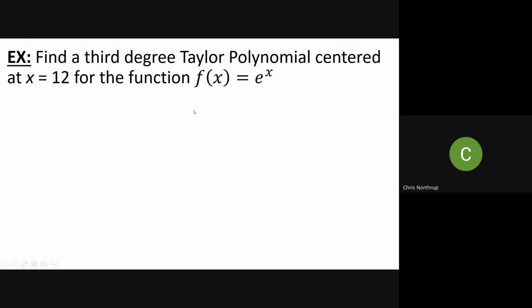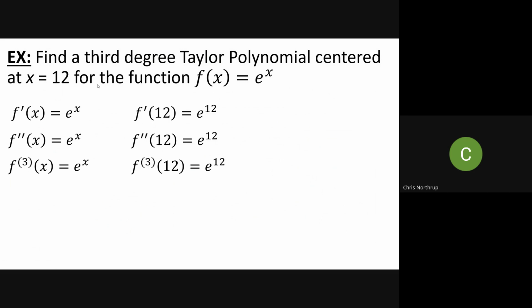So let's actually work a quick example here. Let's say that I'm trying to approximate e to the x with a third degree polynomial centered at x equals 12. So first I want to find my derivatives. Okay, that was pretty easy. I only need 3 because it's a third degree polynomial. I also need the derivative values at x equals 12. I'll just plug in 12 for x.